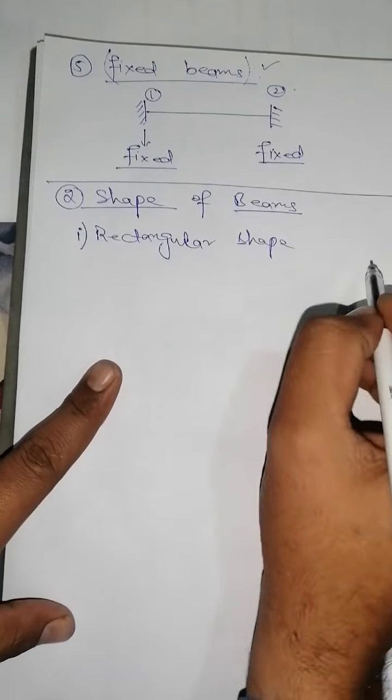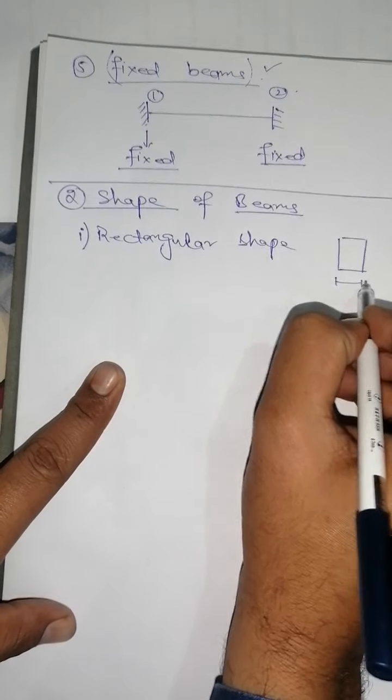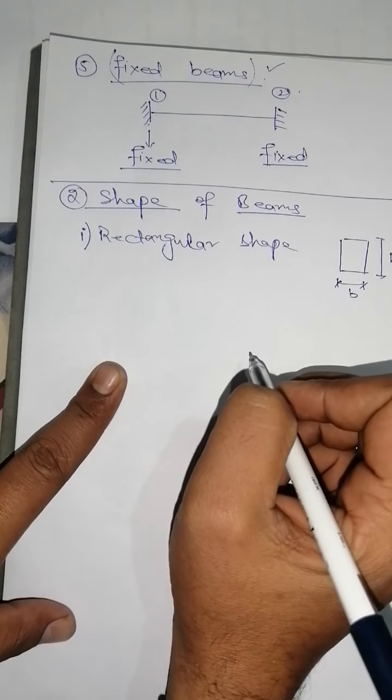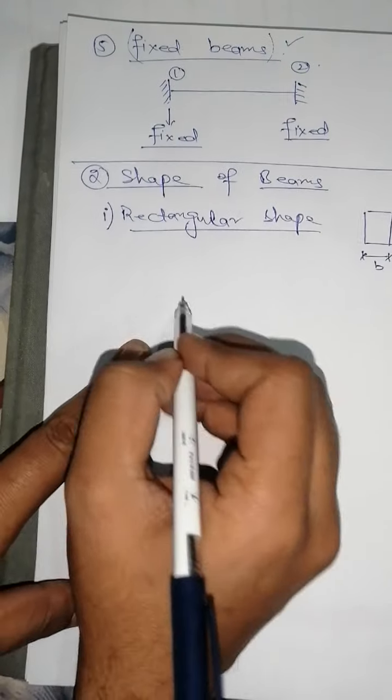Rectangular shape you have seen many times. This type of beam is rectangular. This is breadth, this is height of beam. Breadth is less as compared to height. This is a rectangular shape beam.